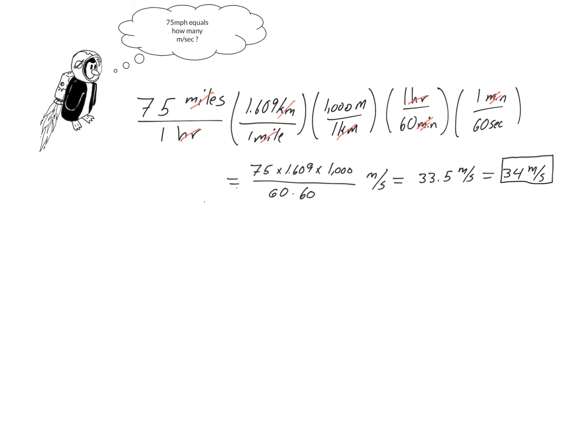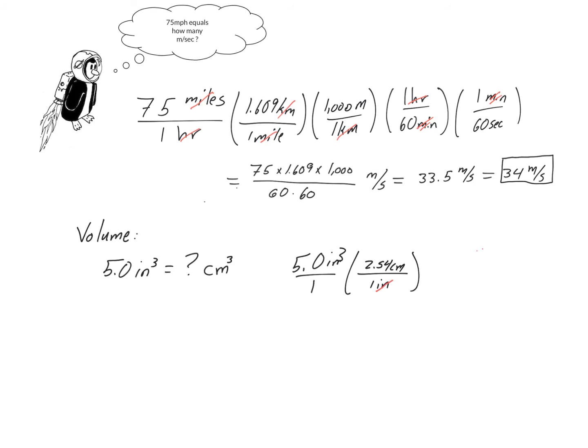When converting area or volume, you have to do multiple conversions. Again, start off with what you know, 5.0 cubic inches, all over 1. I'm going to multiply that by a conversion factor. I know that 2.54 centimeters equals 1 inch. However, this only gets rid of 1 inch. I need to get rid of 3. So I have to repeat my conversion factor. And I will have to do this until everything cancels out that I want to get rid of.